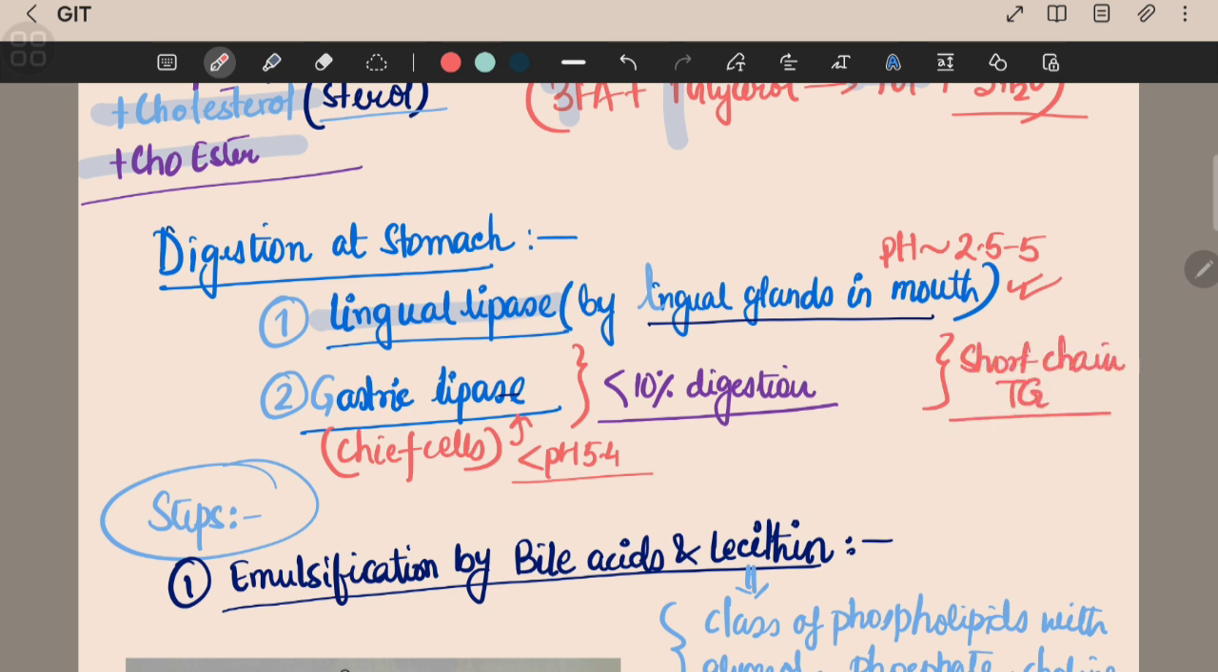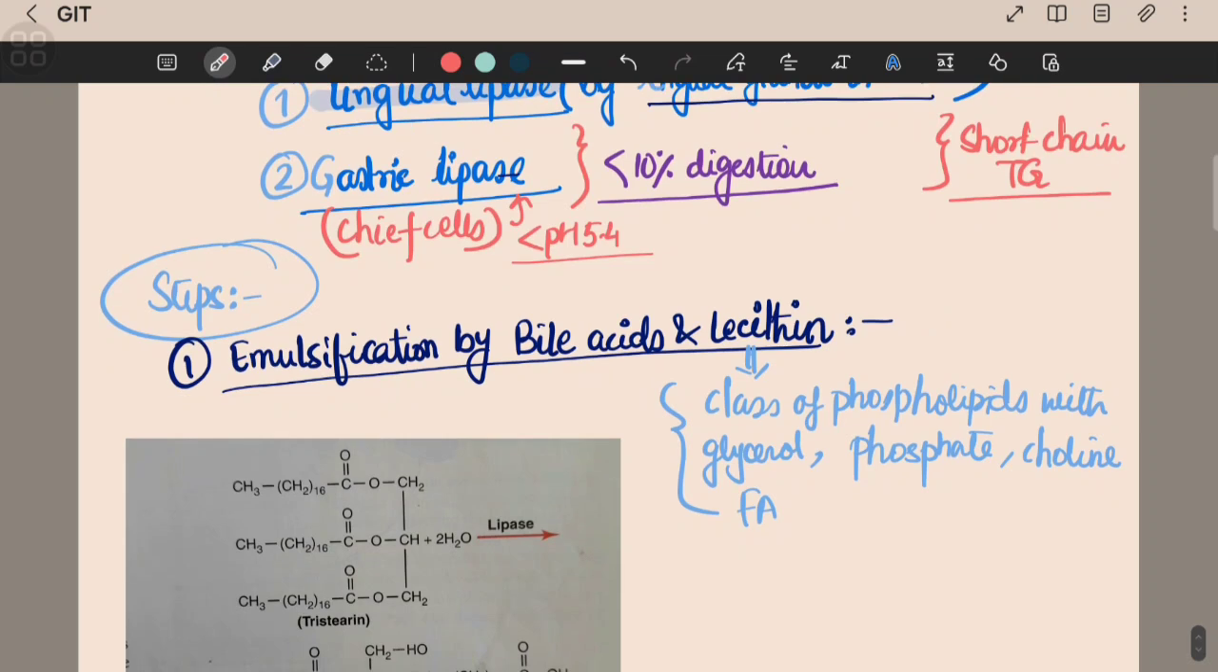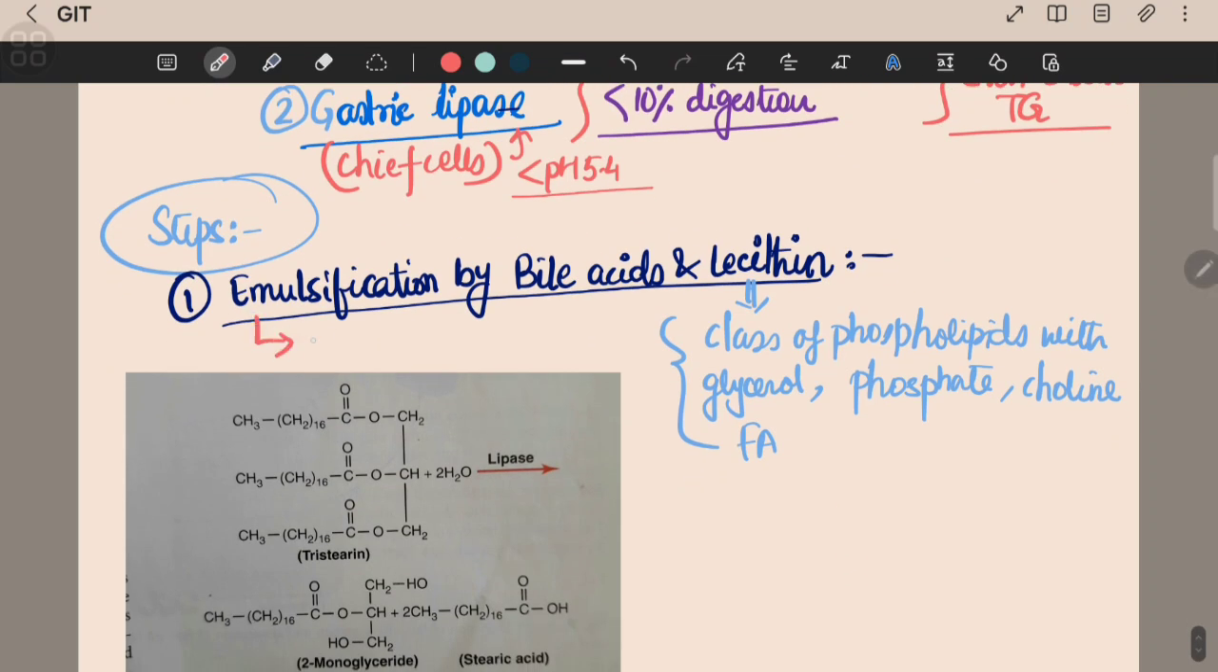Short chain triglycerides are digested by the lingual and the gastric lipase, because the larger fat molecules require emulsification first, and only then can they be further digested. Now, what is emulsification? Emulsification is a prerequisite before digestion starts. The larger fat droplets have to be converted into smaller forms such that the lipases can act on them. One of the important emulsifying agents is lecithin. Bile salts are there, sodium and potassium glycocholate, taurocholate, but lecithin is also important.